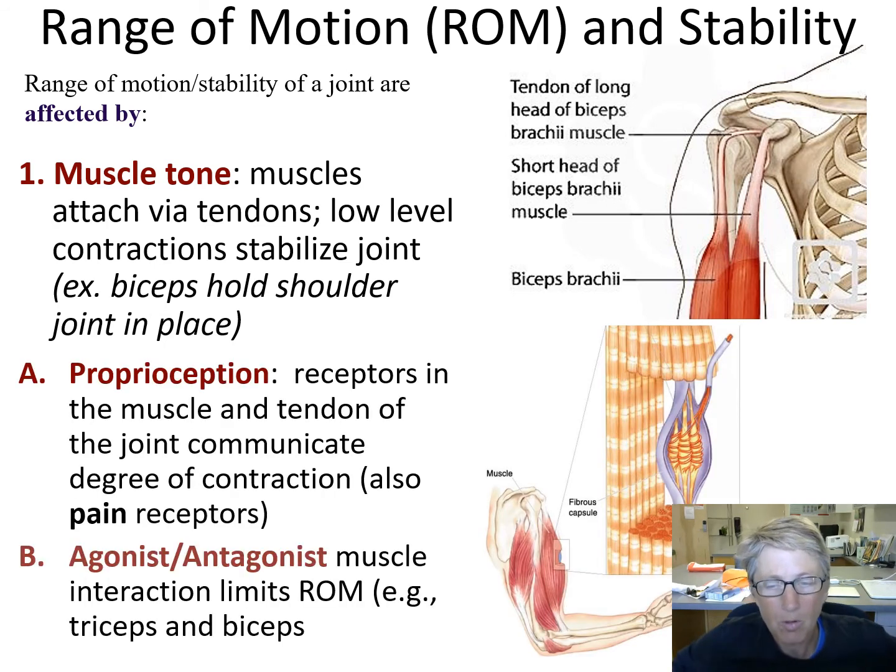And then two subcategories of muscle tone are proprioception and agonist and antagonist muscle groups. We'll talk about proprioception a lot when we talk about the physiology of muscle. Basically in this cartoon at the bottom, here's the bicep, and you take a piece out of that and then you enlarge it, and you can see here's the muscle.